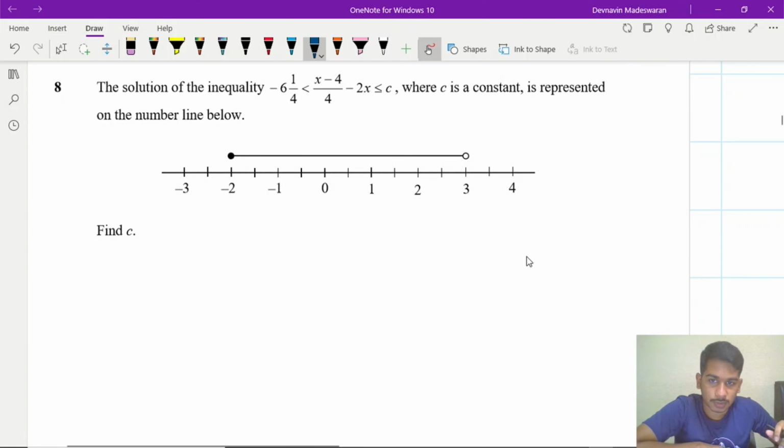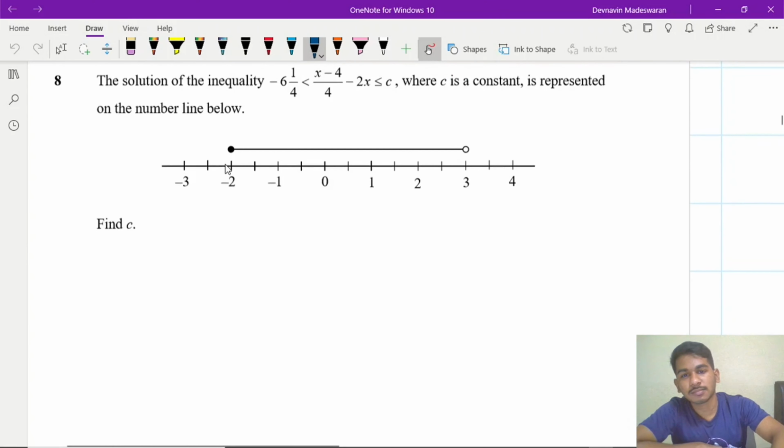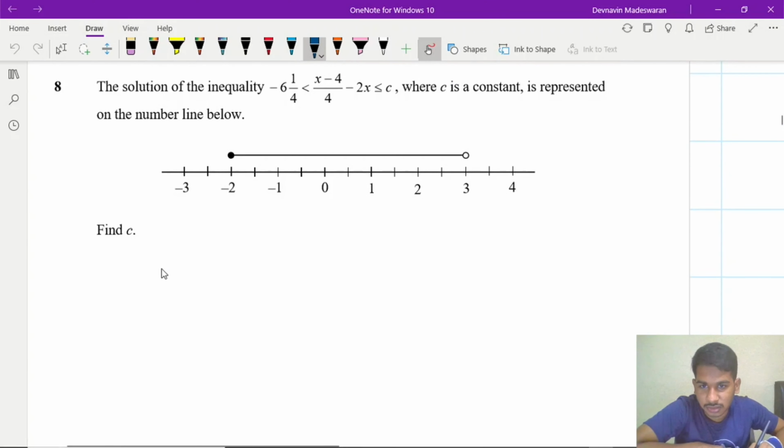The solution of the inequality negative 6 1/4 is smaller than x minus 4 over 4 minus 2x is smaller than c, where c is a constant, is represented on the line below. Okay, find c. I guess we just solve both the inequalities and hopefully we get the right one. Let's solve the left hand one. Oh, okay, look at this carefully. This is more than or equal to, right? So that means this is what c is representing.